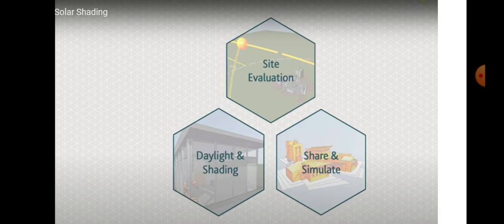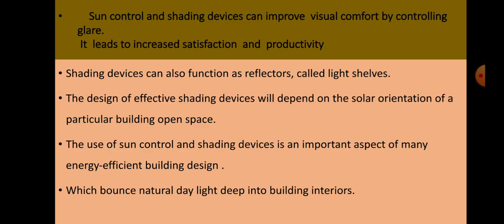Solar shading can be done in site evaluation, daylight and shading, shade and simulate. Sun control and shading devices can improve visual comfort by controlling the glare. It leads to increased satisfaction and productivity. Shading devices can also function as reflectors called light shelves.